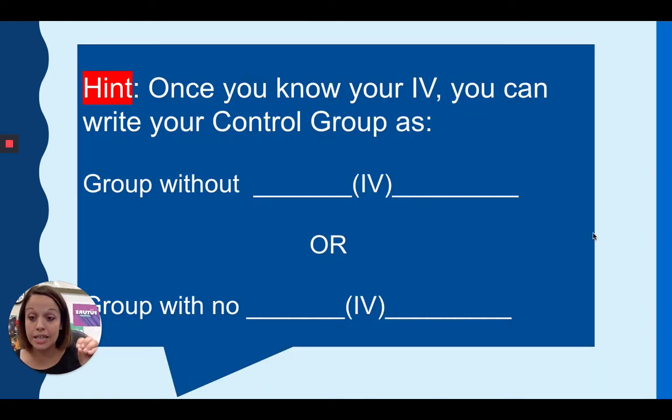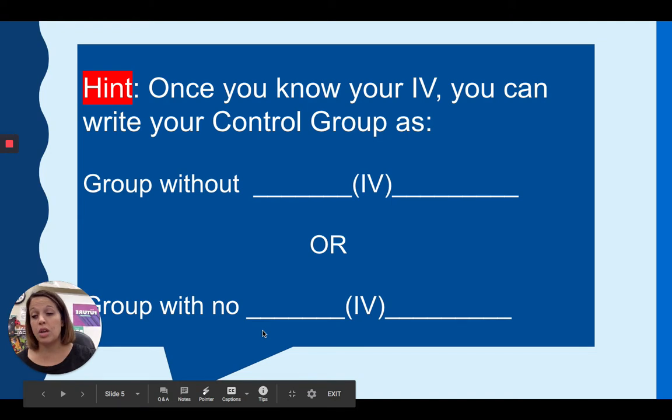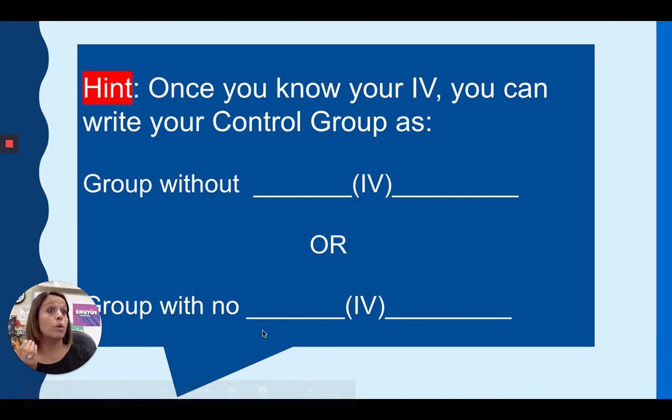So here's a hint. Once you know your IV, your independent variable, you can write your control group this way. The control group is the group without blank, whatever your IV is. So the group that didn't break a mirror, or the group without crossing the path of a cat. And you could also say the group with no apples, or the group with no ladders that they walk under, okay?